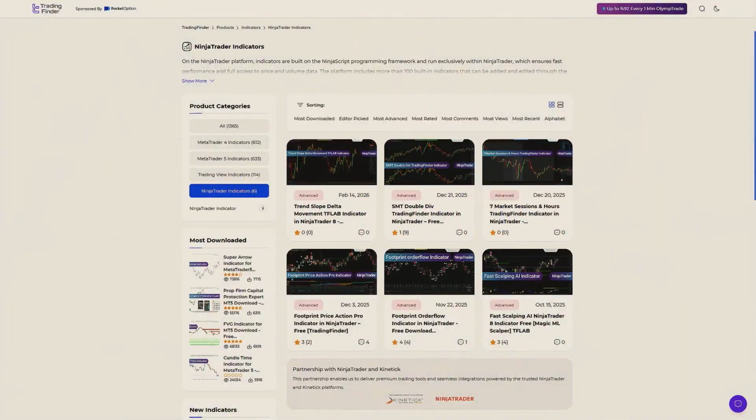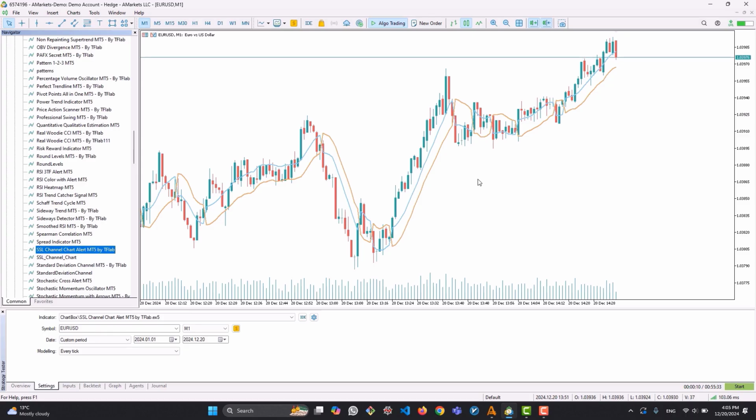And also issues buy and sell signals for us. This indicator consists of two lines, a blue line and a brown line. When the blue line is above the brown line, it indicates an upward trend. And when the brown line is above the blue line, it indicates a downward trend.